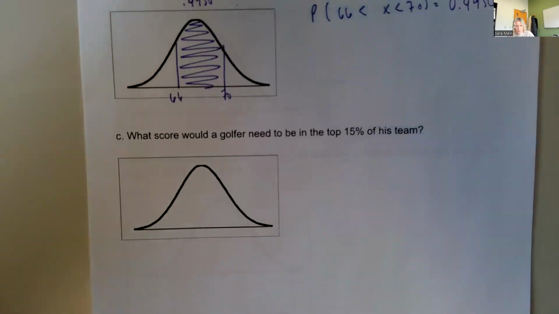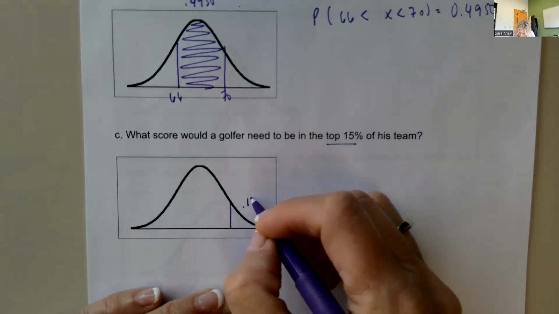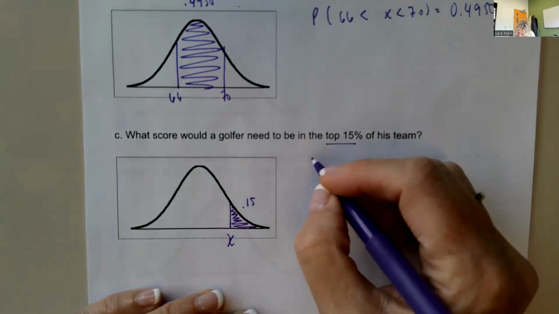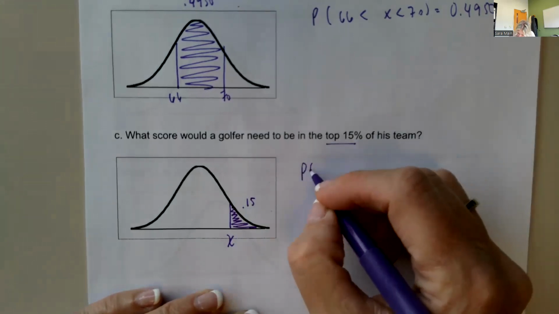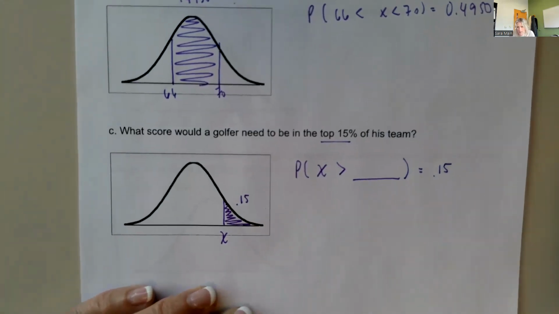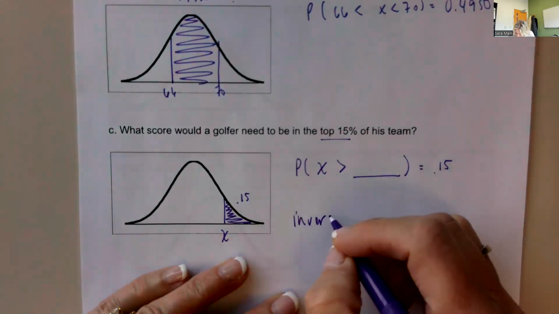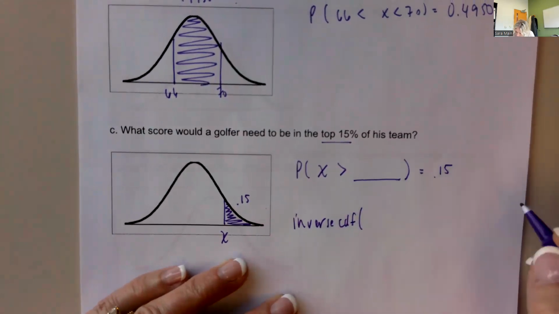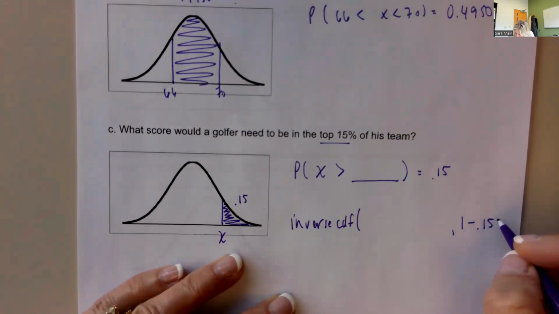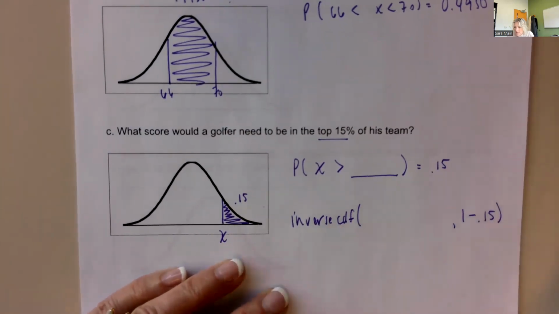And the last one says, what score would a golfer need to be in the top 15%? So top 15% means we want to look at the top score here where the right-hand area is 0.15. So we're saying that the probability that X is greater than something is equal to 0.15. So we're going to have to use our inverse CDF of our normal distribution. And then we're going to type in 1 minus 0.15, because remember that it has to be the left area. So we have to do 1 minus the right-hand area.